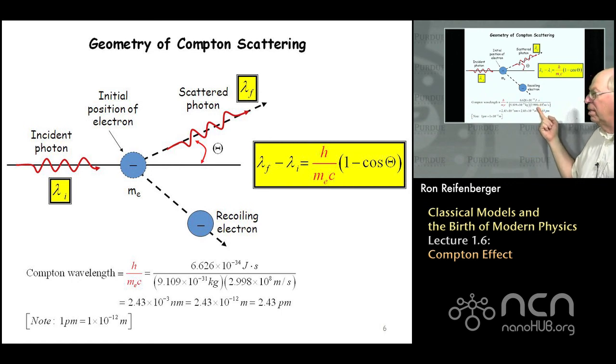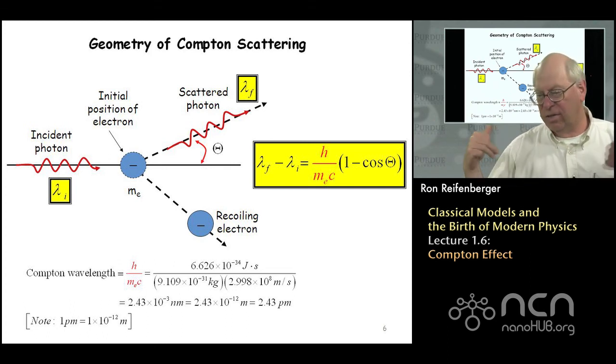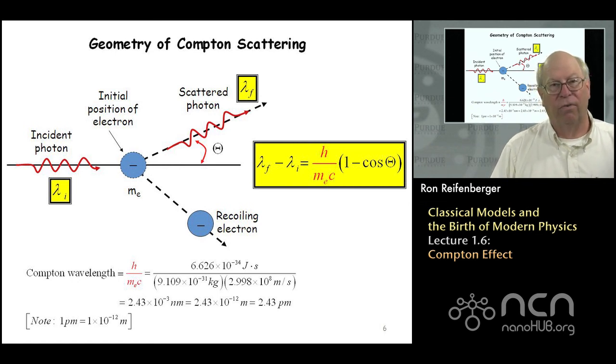I just evaluate what that proportionality constant is. It's referred to as the Compton wavelength of an electron, and it turns out to be about 2.43 picometers, a very important number in the development of quantum theory. And this will become clear as the semester unfolds.